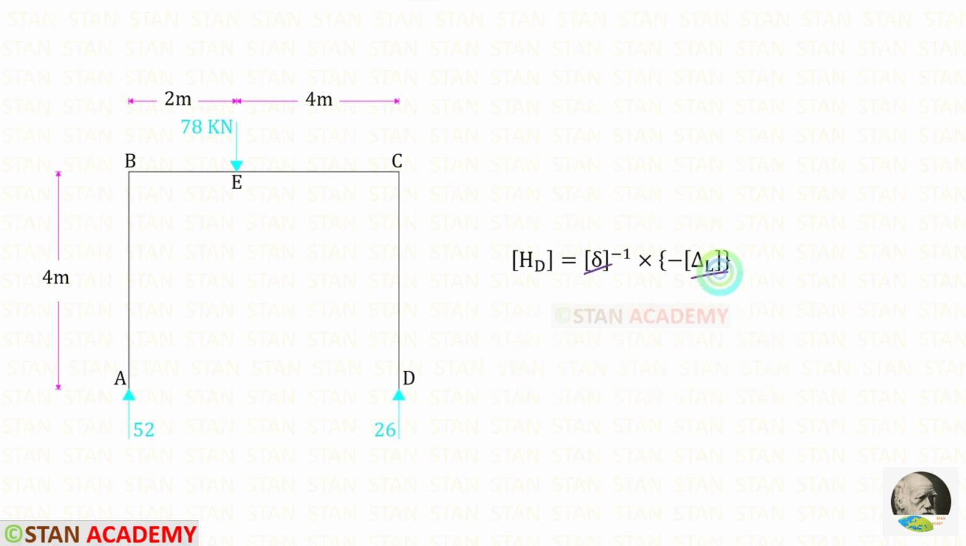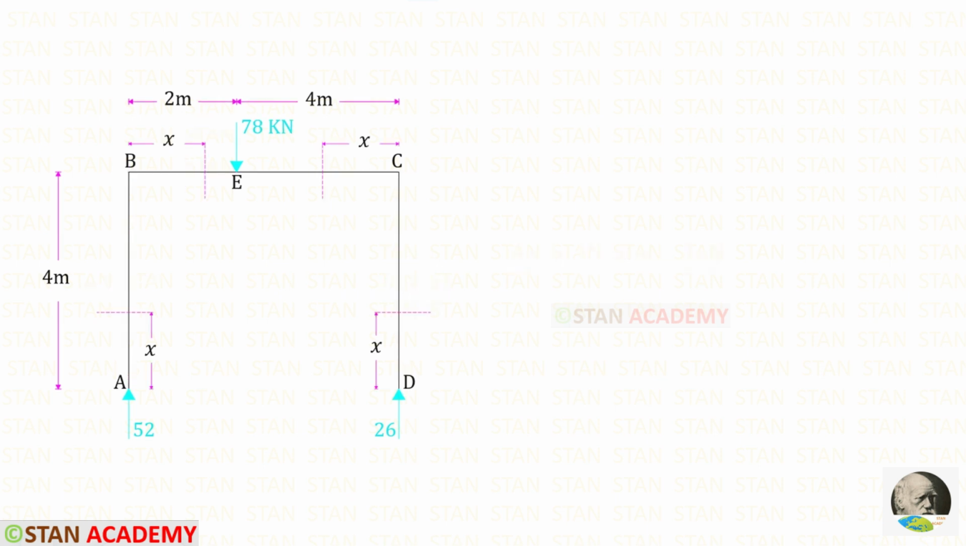To find these two, we are going to use unit load method. We have to make sections. In this frame, there are 4 different parts: AB, BE, EC, and CD. So we have to make 4 sections: one in AB, one in BE, one in EC, and one in CD. You can see that I have made 4 sections. This section at a distance of x from A, this section at a distance of x from B, this section at a distance of x from C, and this section at a distance of x from D.